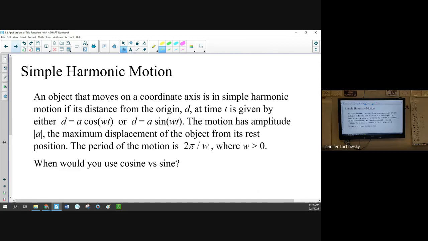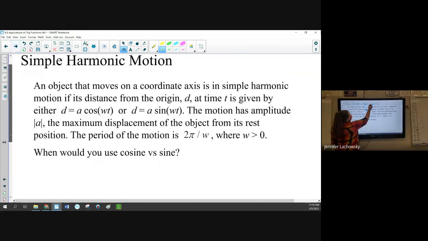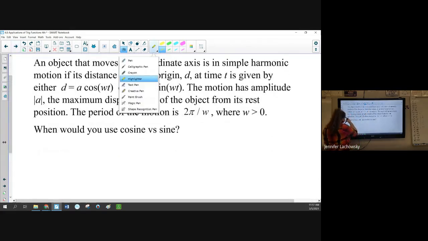The period of the motion is 2 pi divided by w, 2 pi divided by b, right? Where w is greater than 0. And when would you use sine versus cosine? Well, it depends on whether you start extended or from rest, right? I guess if I think about a coil, a spring, or something moving back and forth.